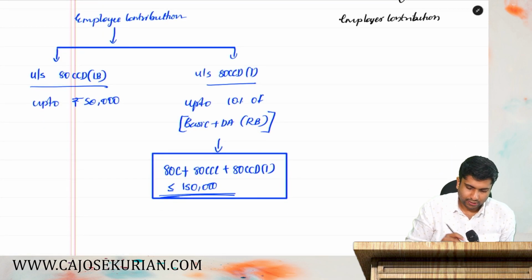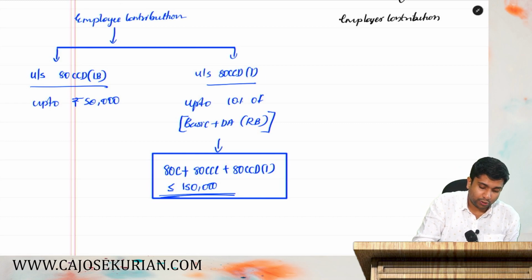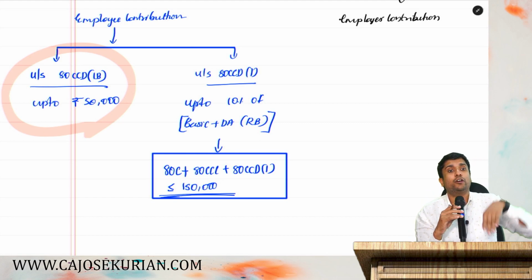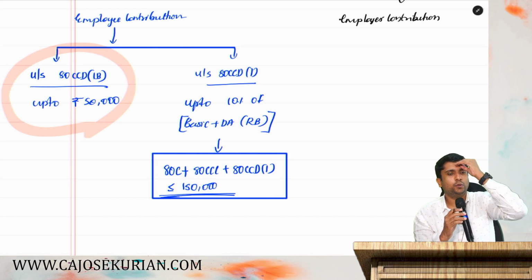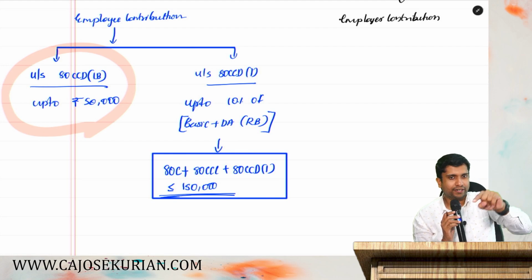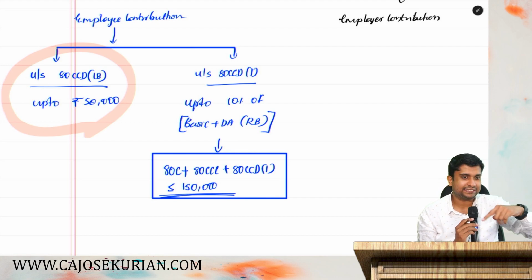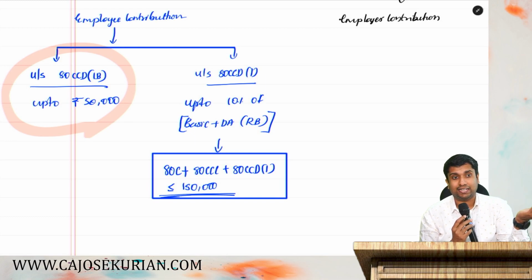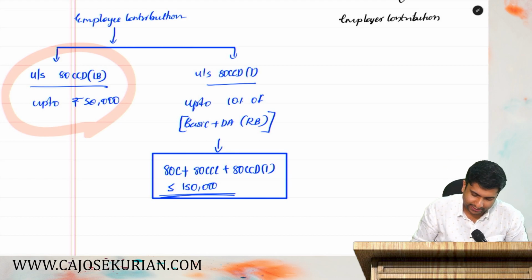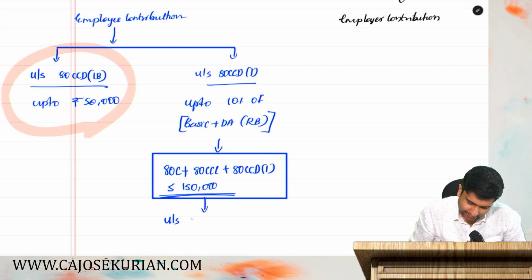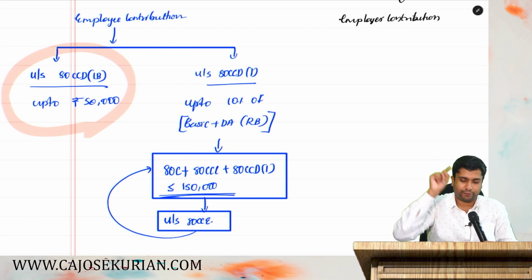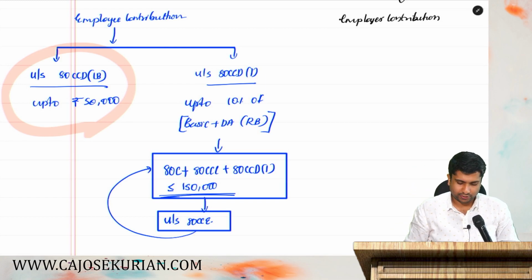Now, listen, for 80 CCD 1B, there is no such ceiling limit. That is the advantage. 80 CCD 1B is out of any ceiling limits. 50,000 you claim, without checking anything else. Over and above that has two ceiling limits. Number one, under 80 CCD subsection 1, that is basic plus DA, maximum 10%. Then the overall ceiling under 80 CCE. This section is called 80 CCE. 80 CCE states that 80C plus 80 CCC plus 80 CCD subsection 1 shall be less than or equal to 1,50,000.